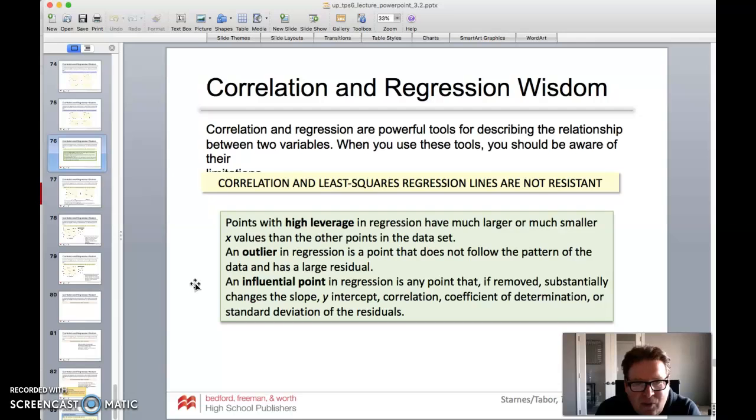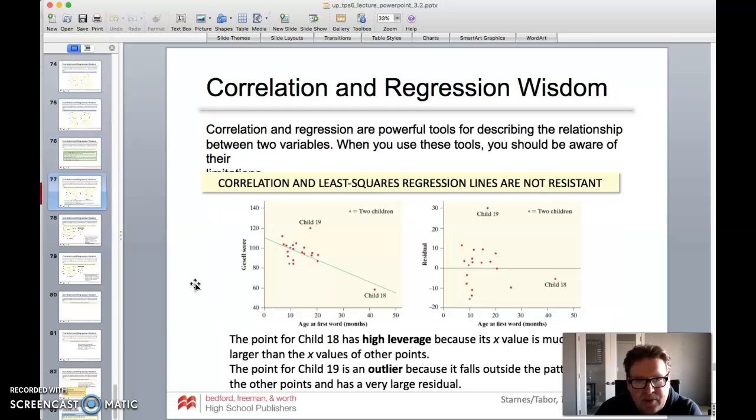And then we have an influential point: if we remove it, it really changes the slope, the y-intercept, the correlation, r squared (the coefficient of determination), or the standard deviation of those residuals. So let's take a look at what we're talking about here. The point for child 18, right here, we say it has high leverage because its x value is much larger than the others. Okay, now again, you can see it's still fitting that line. It's still pretty close. The residual isn't that much, but it has what we call high leverage.